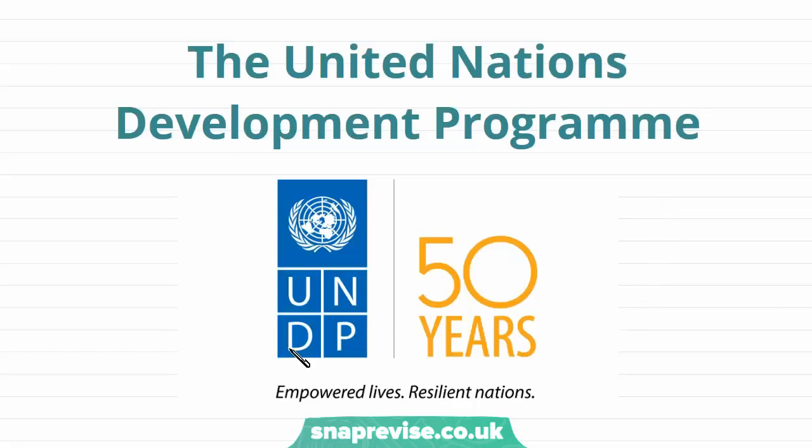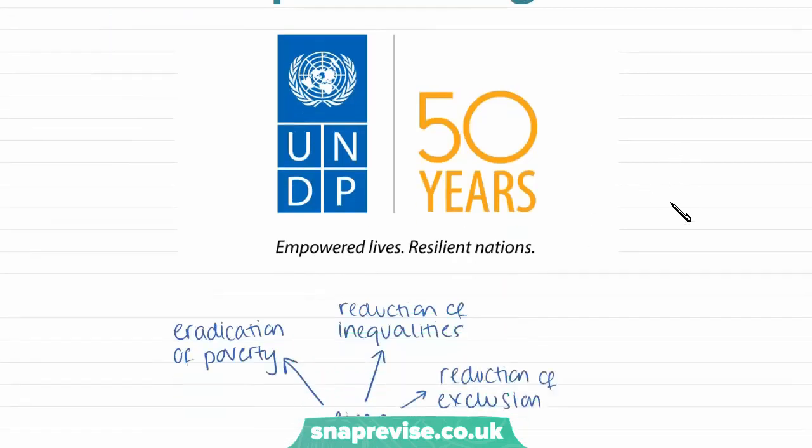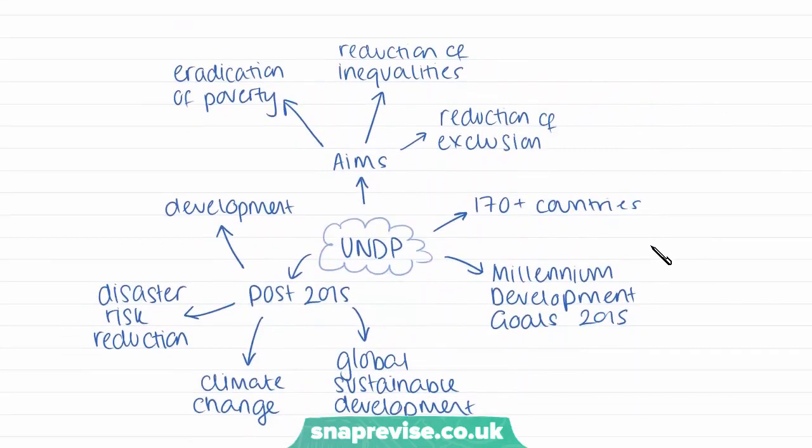This is their logo here, and as you can see, their catchline is Empowered Lives, Resilient Nations. So the aims of the UNDP are to eradicate poverty, reduce inequalities such as healthcare inequalities, education and gender inequality and so on, and also the reduction of exclusion.